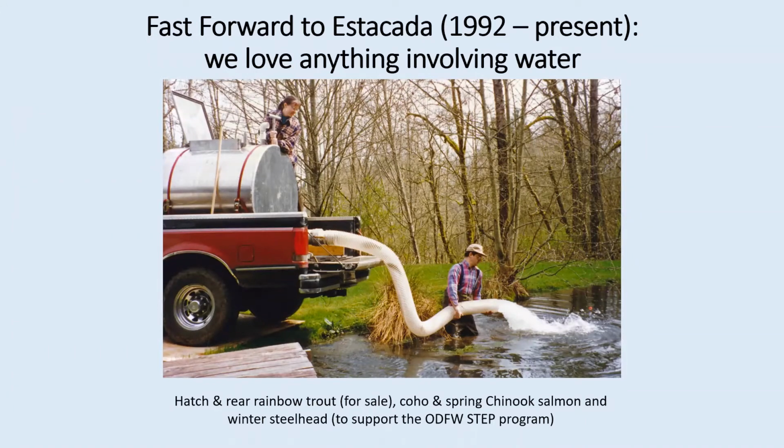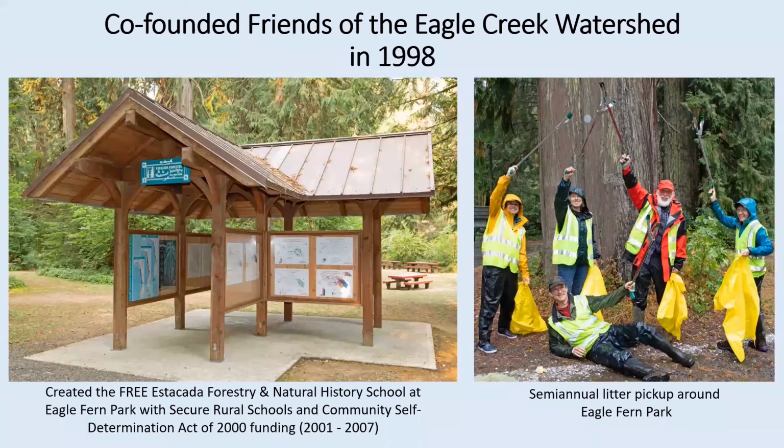The other thing we did was we co-founded the Friends of the Eagle Creek Watershed to generate interest within our community about the beautiful area we live in, and to care for it and enjoy it for all it has to offer. And one aspect of this venture was to develop the Estacada Forestry and Natural History School, where children from our community could come out free of charge and explore nature with guides from such organizations as Oregon Trout, the U.S. Forest Service, and the Audubon Society of Portland. And we also do semi-annual litter pickups that continue on to this day.